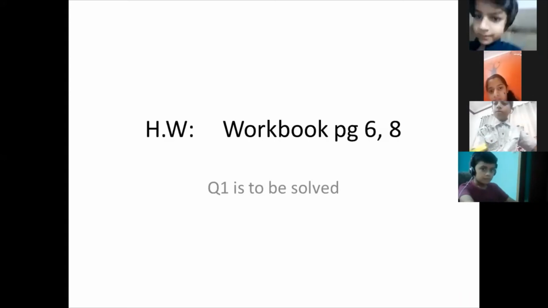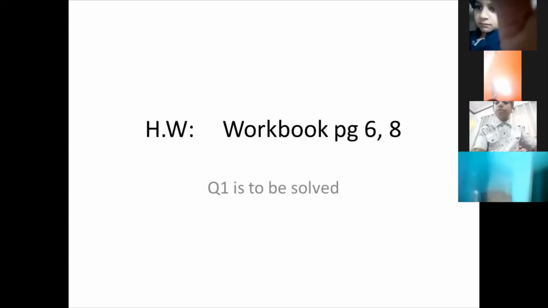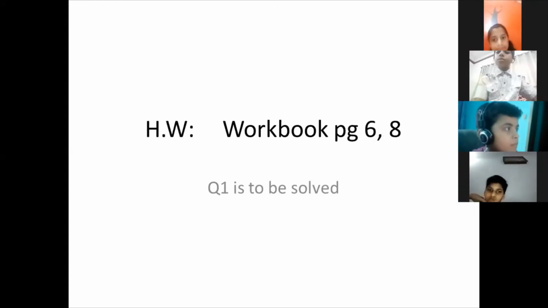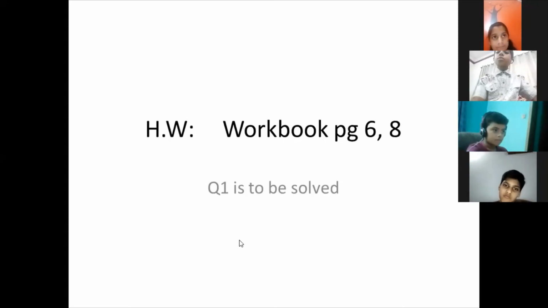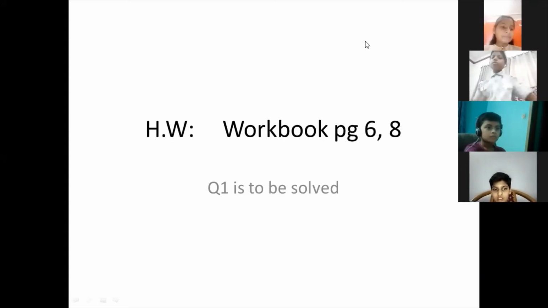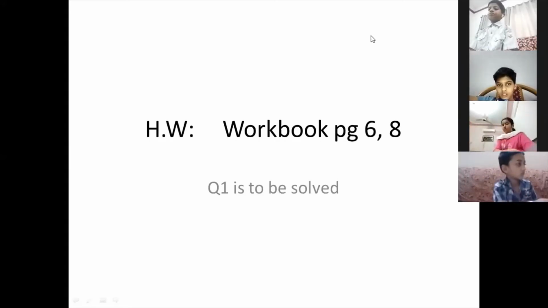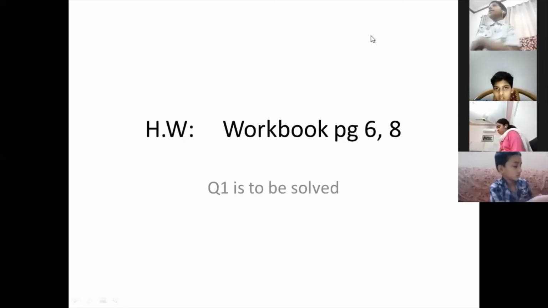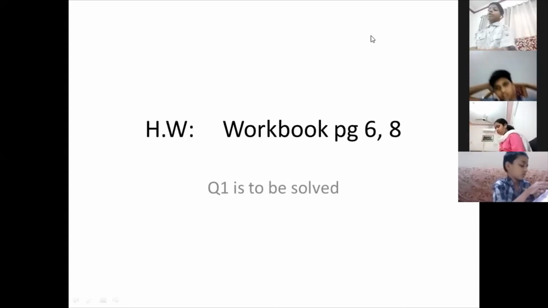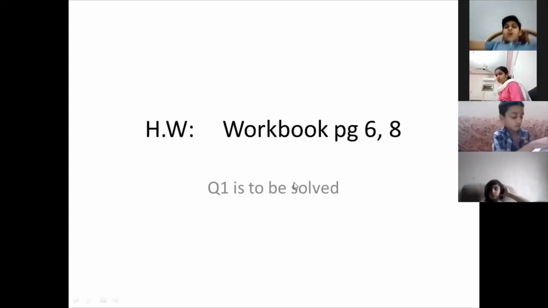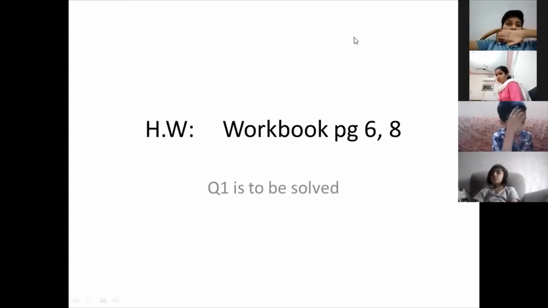Then comes your page number 8. That is again question number 1. It's all about circling the correct options. And as we are done with this topic, it will be very easy for you to do both these questions. Now, what I'll be doing is, just to give you a quick recap and to recall all the concepts that we have completed, I am going to show you something else. Now, just hold on for a minute.